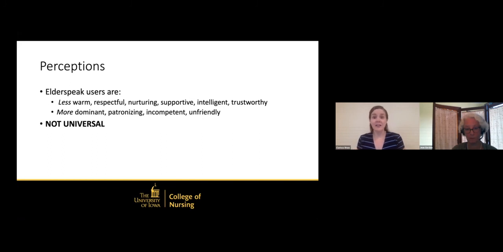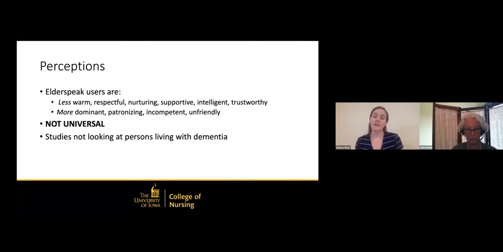However, that's not completely universal. We do know some people maybe do like being spoken to this way. So it's about finding how to accommodate to the specific resident and not assuming that because an older adult has those old age cues, they want to be spoken to like this.